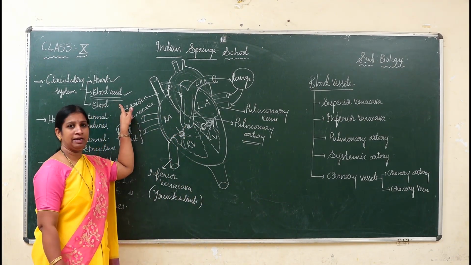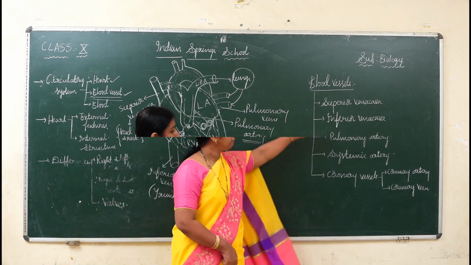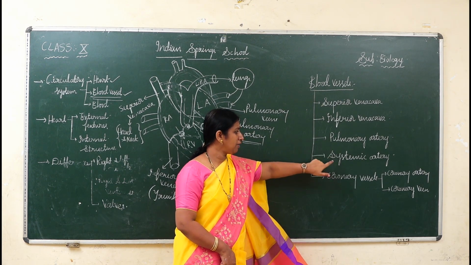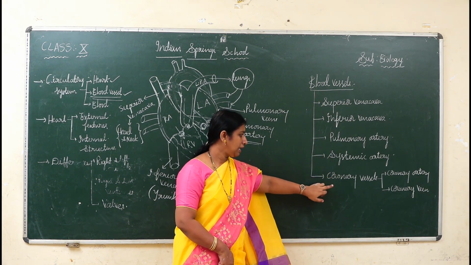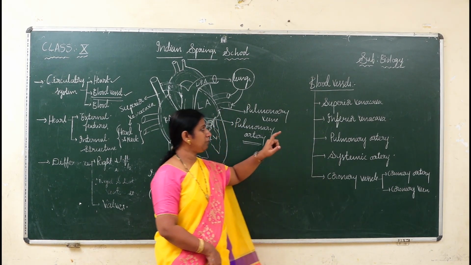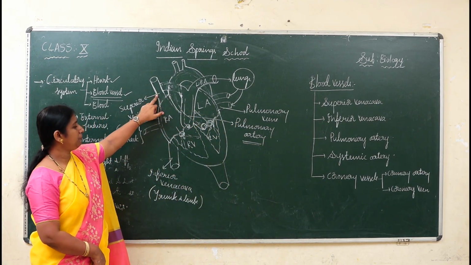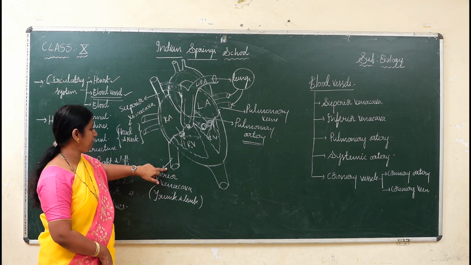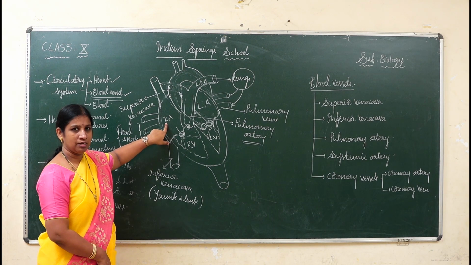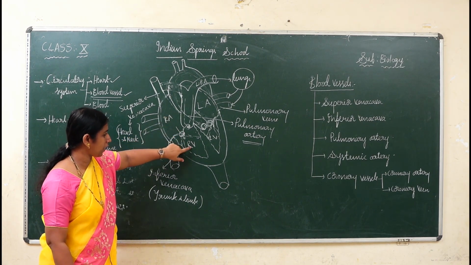So now we have completed blood vessels, but once again a recap. First one, superior vena cava, inferior vena cava, pulmonary artery, systemic artery and coronary vessels. Let me say what this is. First, once again, this is the superior vena cava and this is the inferior vena cava. Both are connected to the right auricle. From this the blood enters into the right ventricle.